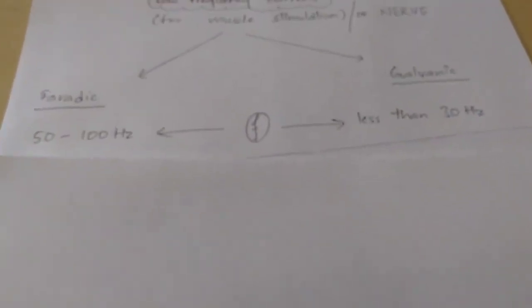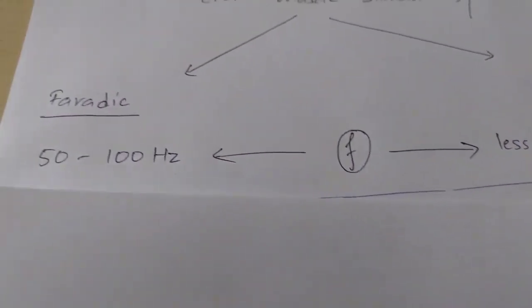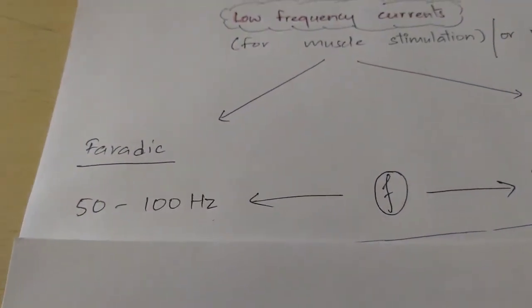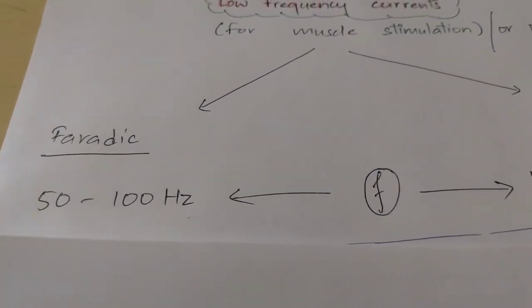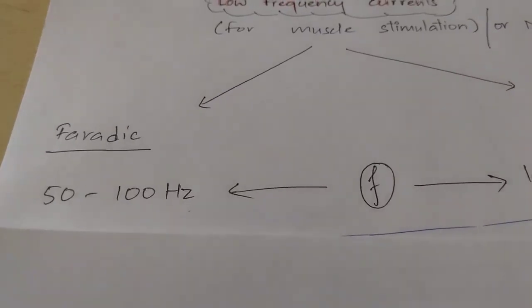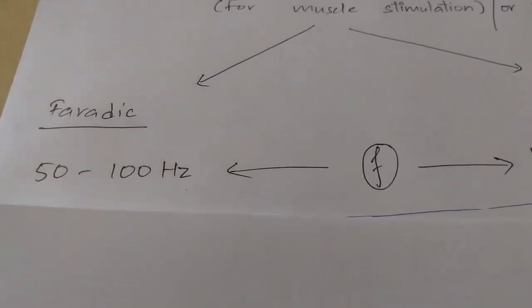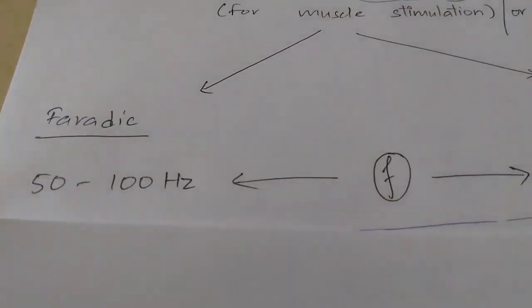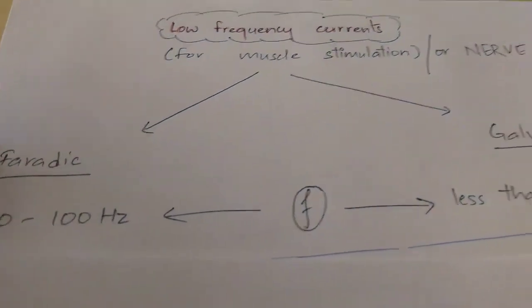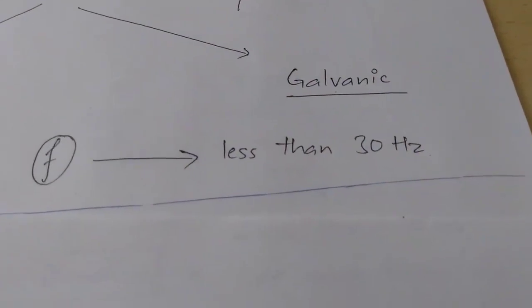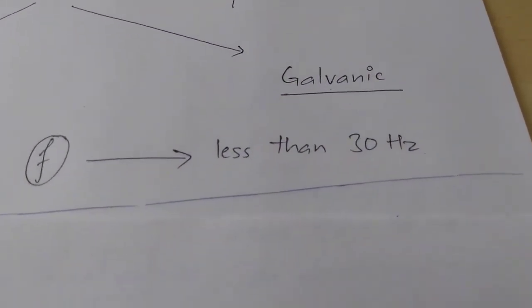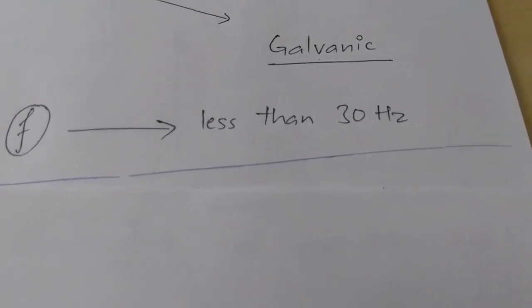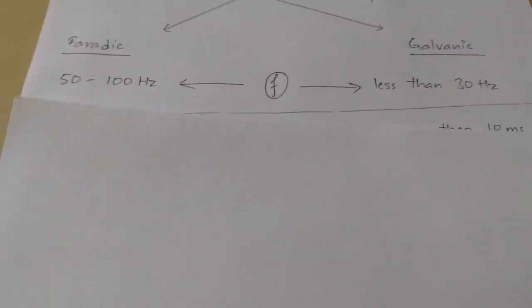When we talk about the frequency, the particular frequency is 50 to 100 Hz for Faradic. It means that the cycles will range between 50 to 100 repetitions in 1 second if we say it as a Faradic current. And when we talk about galvanic, the cycles or the pulses will repeat about 30 times in a second. That's why the range of frequency will be less than 30 Hz.